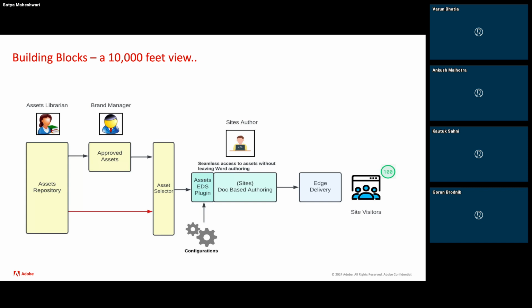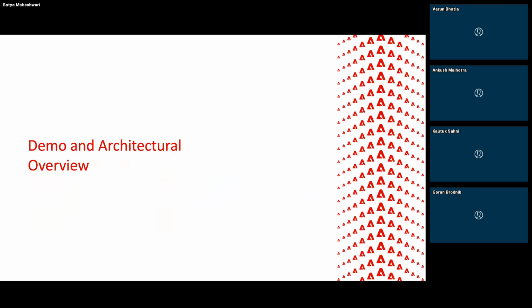The sites authors using this plugin are able to choose assets, put them on the doc-based authoring flow on their Word documents or Google Docs, and then make them available on the Edge Delivery Services. The site visitors then get to see those assets delivered live on the web pages. So with that, I'd stop and hand over to Ashu for the demo and the architectural overview. Over to you, Ashu. I'll stop sharing.